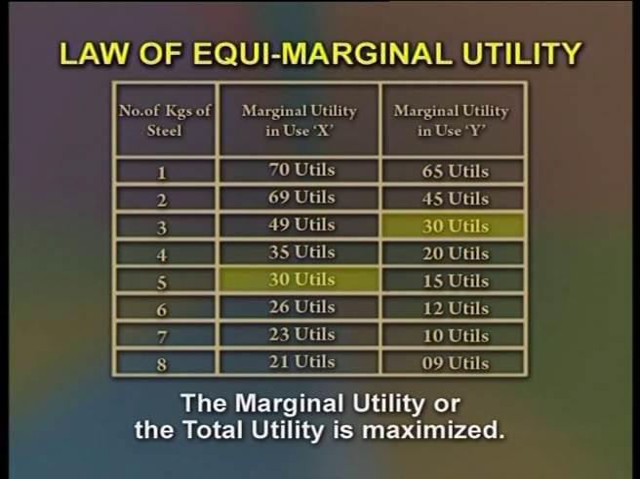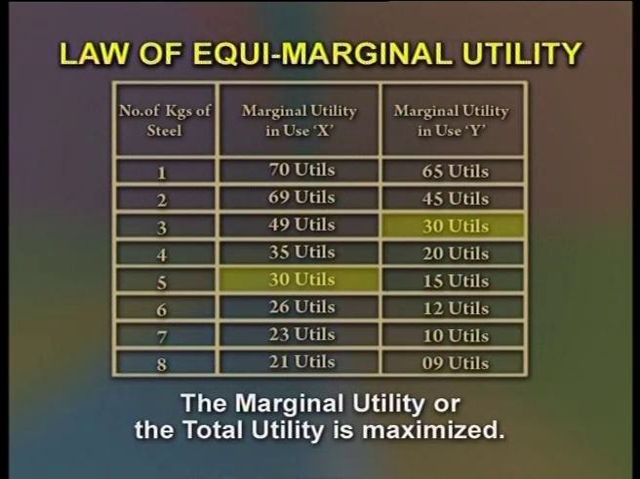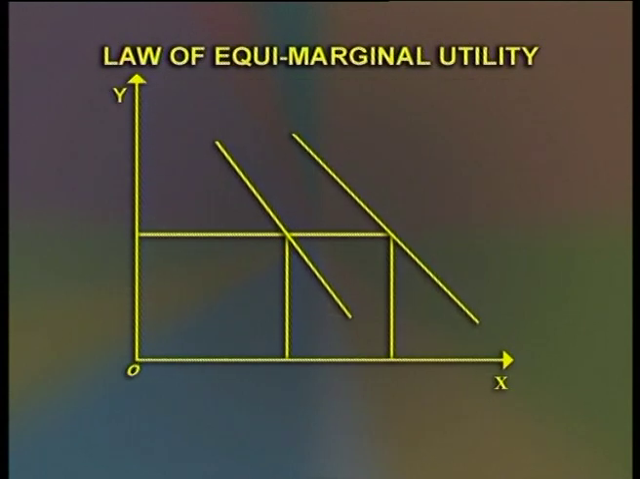And therefore, this law teaches us how a consumer can spend his money on different items so that he derives maximum satisfaction from his expenditure. Now, we can understand the same thing by looking at a diagram. The diagram has two marginal utility curves, DD and D1, and on the vertical axis we are measuring marginal utility, and on the horizontal axis we are measuring money that is spent.